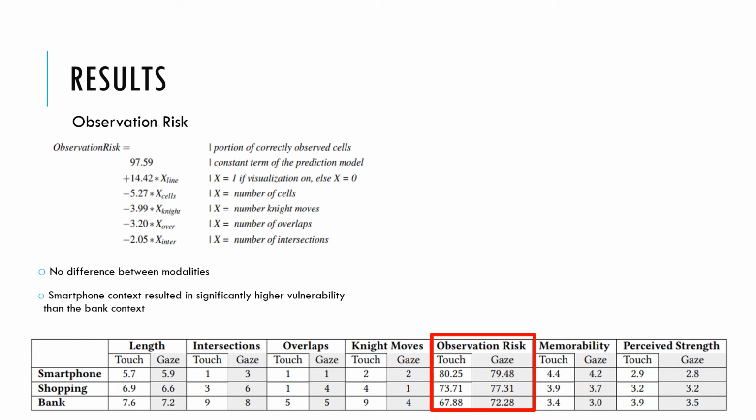The post-hoc analysis showed that the smartphone context resulted in significantly higher vulnerability than the bank context, indicating that the touch patterns are slightly more secure against observation attacks. However, the nature of gaze input implies that it's robust to observation attacks, indicating that in the future the observation risk equation should be refined.